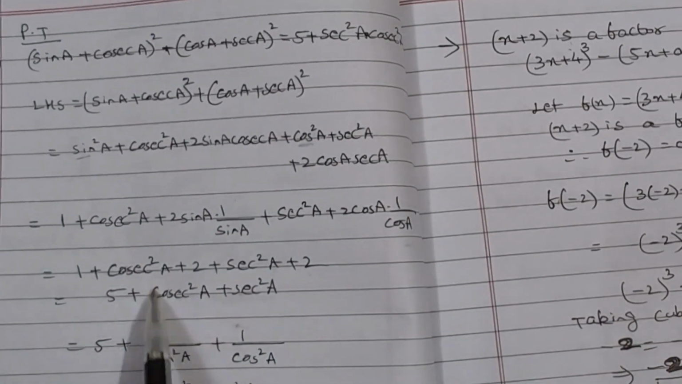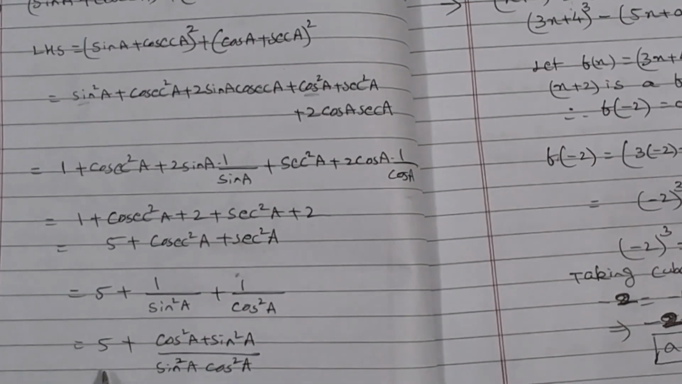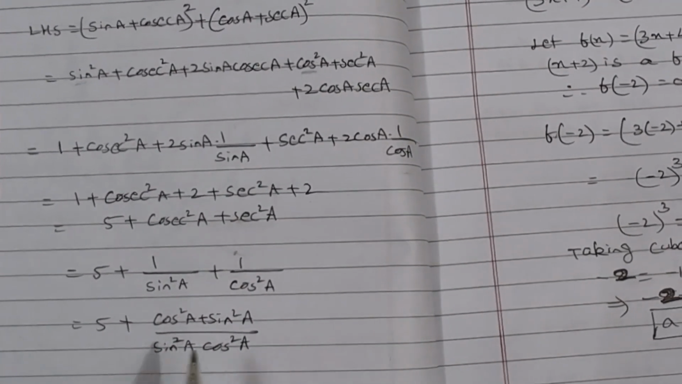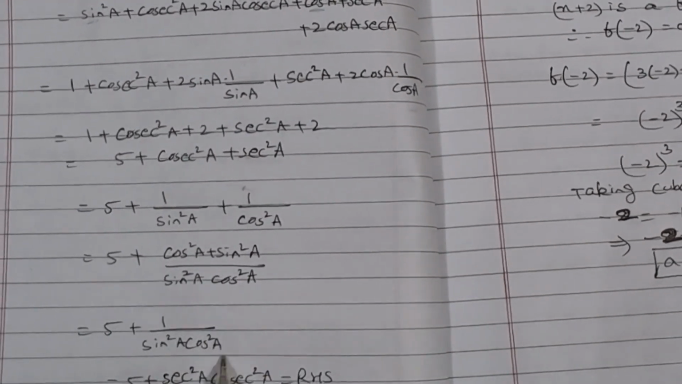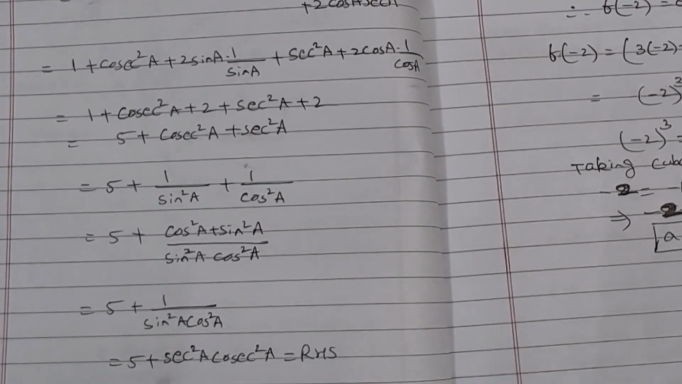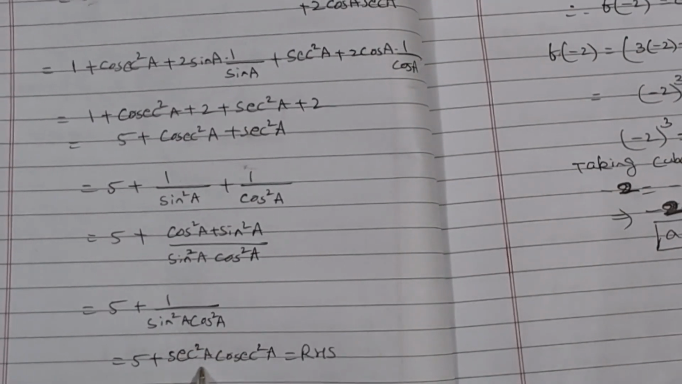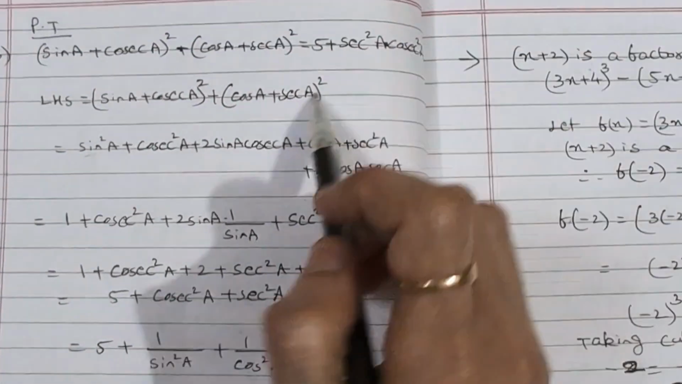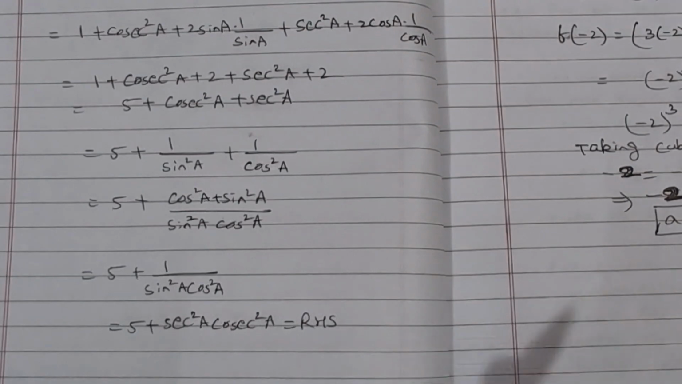It's very easy. Write cosecant square a as 1 by sin square a, secant square a is 1 by cos square a. So this becomes 5 plus this is cos square a plus sin square a upon sin square a cos square a. This is 1 हो गया. So 5 plus this is 1 upon sin square a cos square a. ठीक है, so this is 5 plus 1 by sin square a cos square a is secant square a cosecant square a, and that is our RHS. So मिल गया हमें 5 plus secant square a cosecant square a.